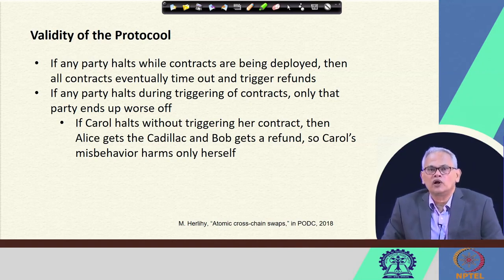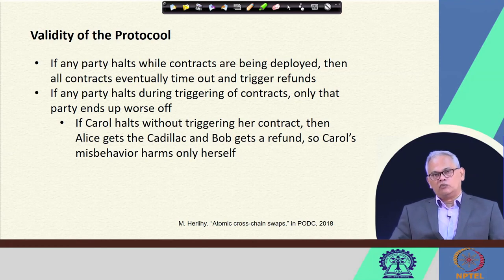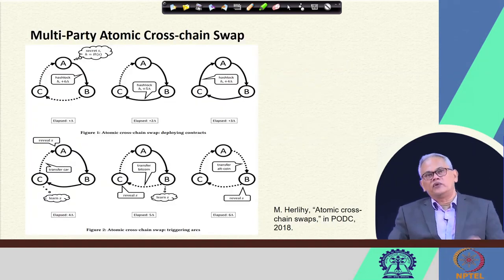Now, you might wonder what if something goes wrong in between, because there are now multiple parties involved, in contrast to the two-party case that we talked about in our previous lecture. If any party halts while contracts are being deployed, then all contracts eventually time out and trigger refunds. What it means is that at any point of time, say Alice first created this contract and after that nobody proceeded, then what will happen?